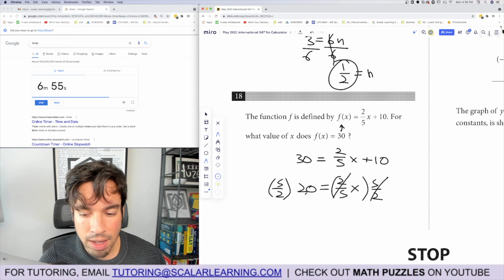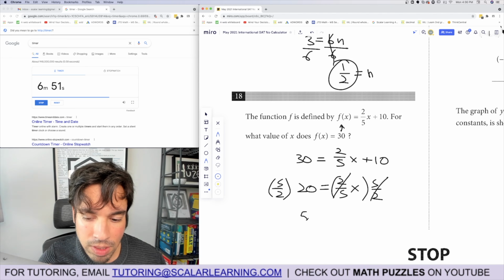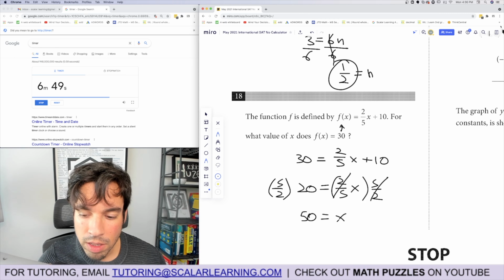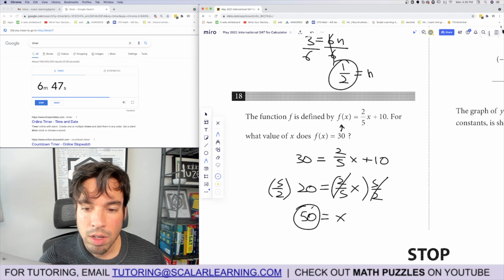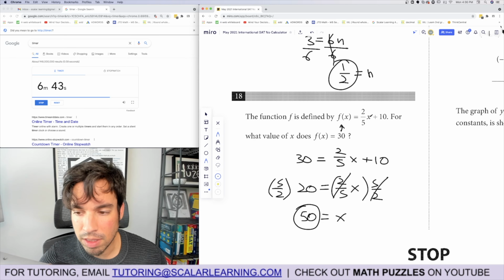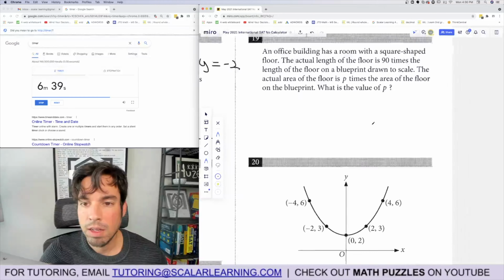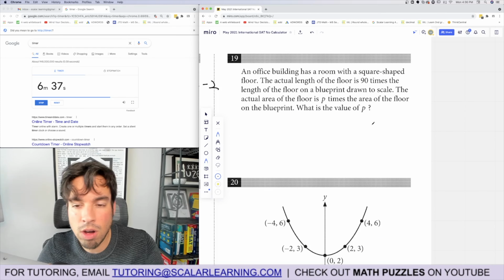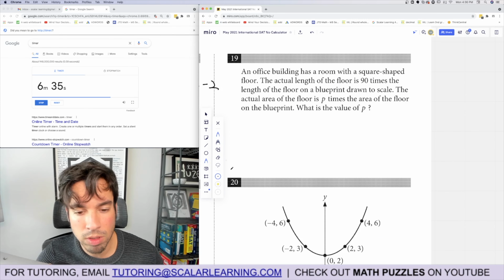What is 5/2 of 20? We can divide by 2 first. That's 10 times 5, which is 50. And there's the answer. Now we're going to double check. Plug in 50. 2/5 of 50 is indeed 20. 20 plus 10 is 30. Boom, done. Number 19. An office building has a room with a square-shaped floor. Let's draw that out.